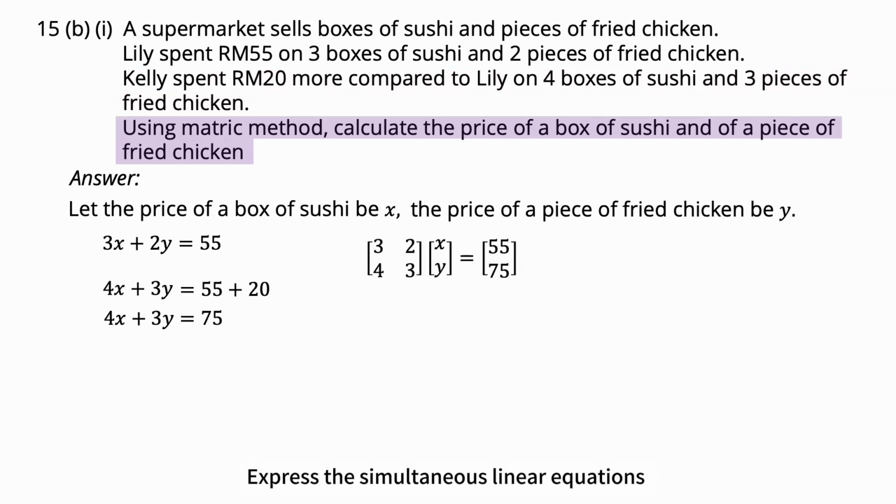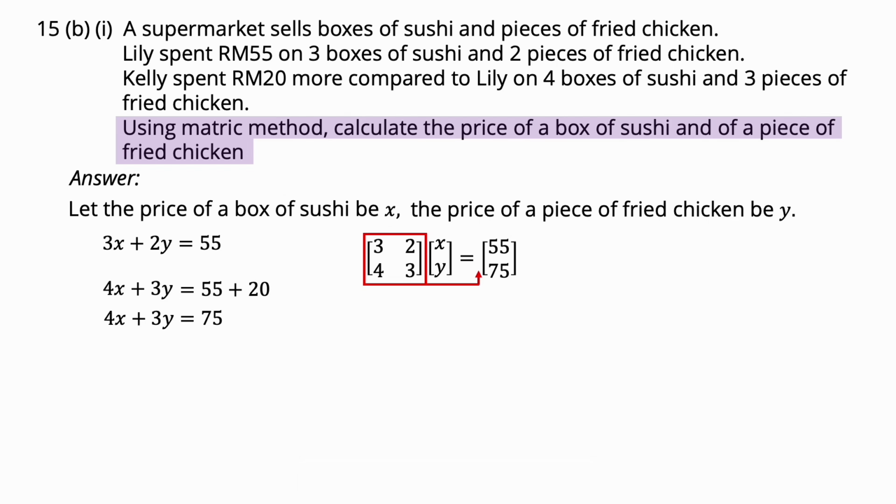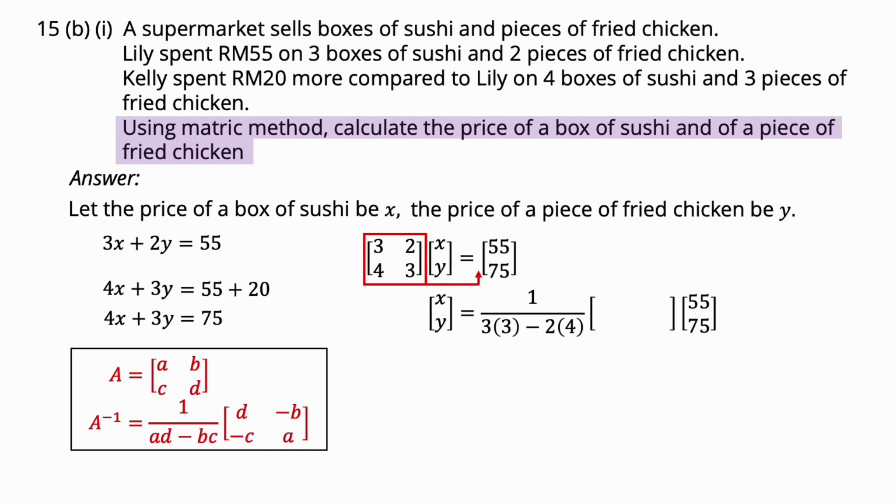Express the simultaneous linear equations as a matrix equation. Transpose the coefficient matrix from the left-hand side to the right-hand side, in front of the constant matrix, and convert it to the inverse matrix. Let's recall the formula of the inverse matrix. The determinant, ad minus bc, 3 times 3 minus 2 times 4.